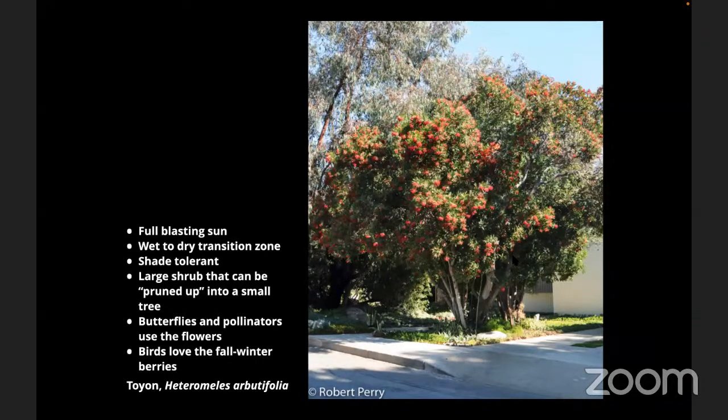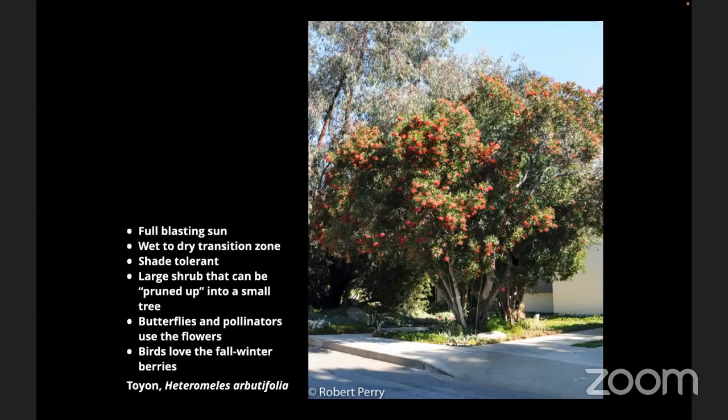It can take full blasting sun. This thing is so tough. Once you learn what this looks like and start to notice the clusters of red berries that occur in the fall to winter, you will start noticing this in random spots along the freeways in Southern California. Caltrans plants it sometimes because it is so tough. And if it can survive in that compact, terrible freeway embankment soil, it can survive in your yard in most cases. They don't need much water at all.